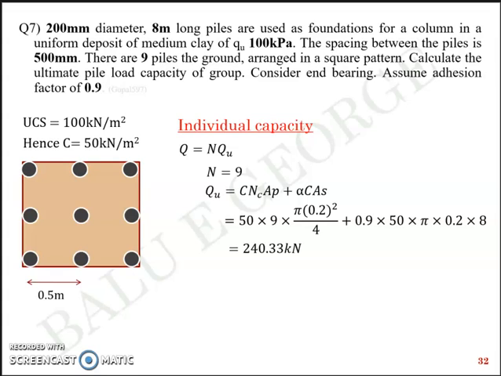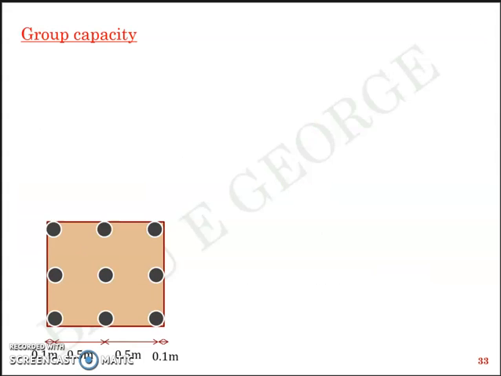So to get the group capacity, you multiply it by n, or number of piles. N is equal to 9. So 9 multiplied by 240 is equal to 2163 kilonewton, a load that the entire group can take if each of these piles act individually. Now, when they act as a group or a block, you need to consider the perimeter, just like in the previous question. So they act as a block.